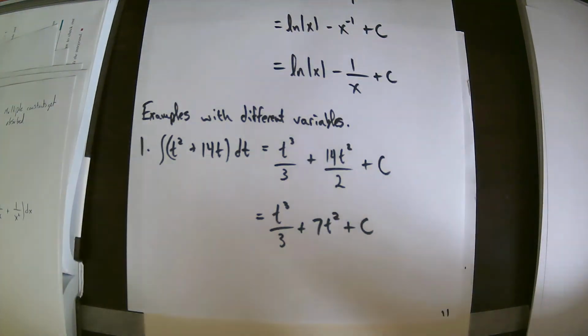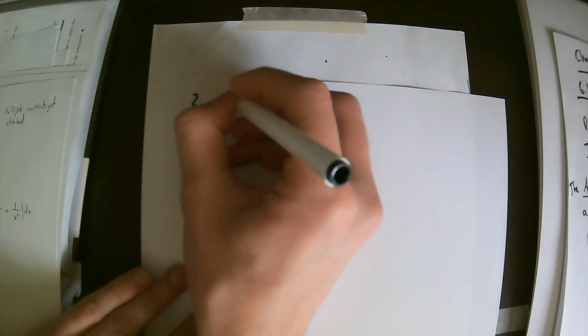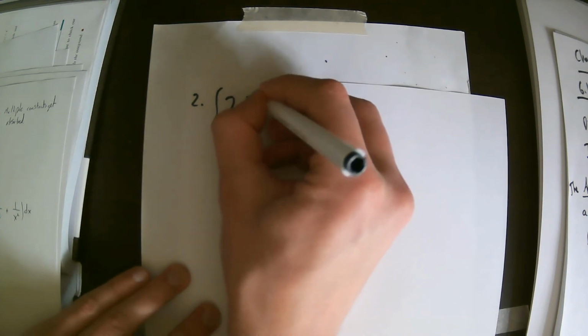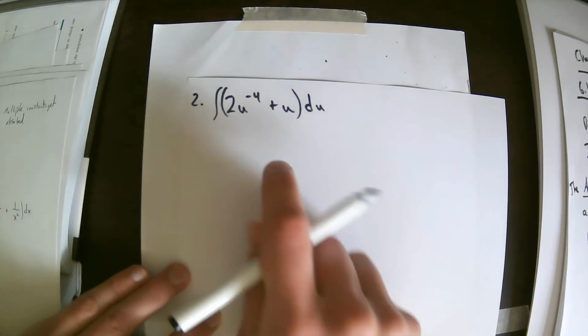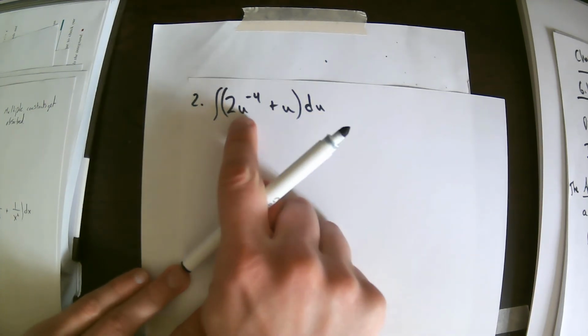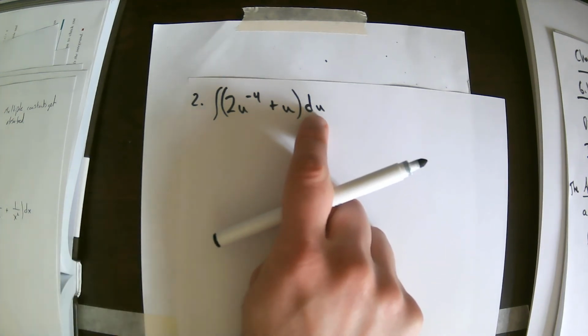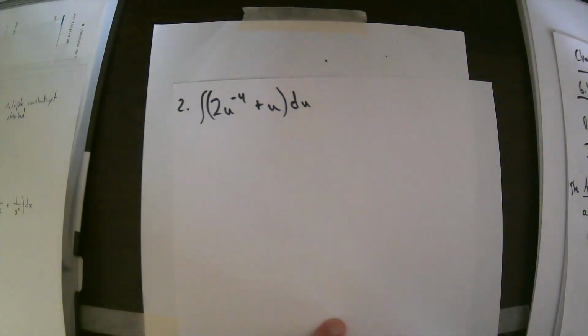And then one more with the letter u. We will actually be using the letter u a lot in later sections. So what about 2u to the negative 4th plus u du? You see how I'm matching? If it's a u, I write du. If it's a t, I write dt. This little notation here, the letter attached to d, should match whatever the variable is for this function.